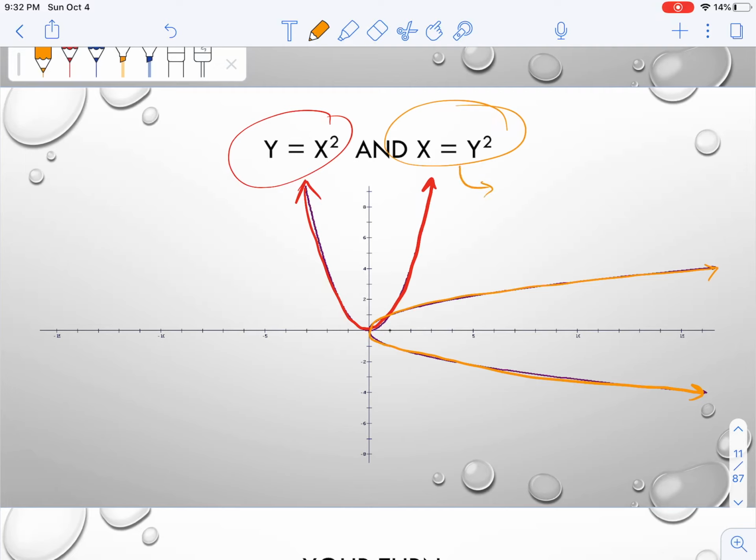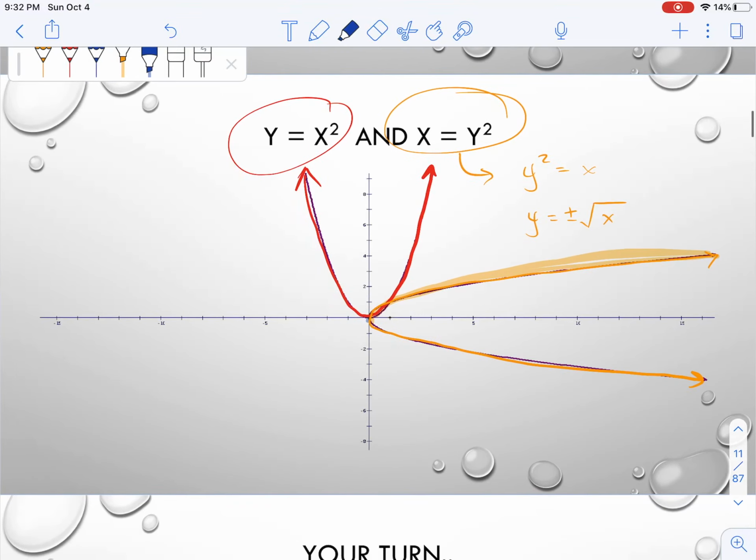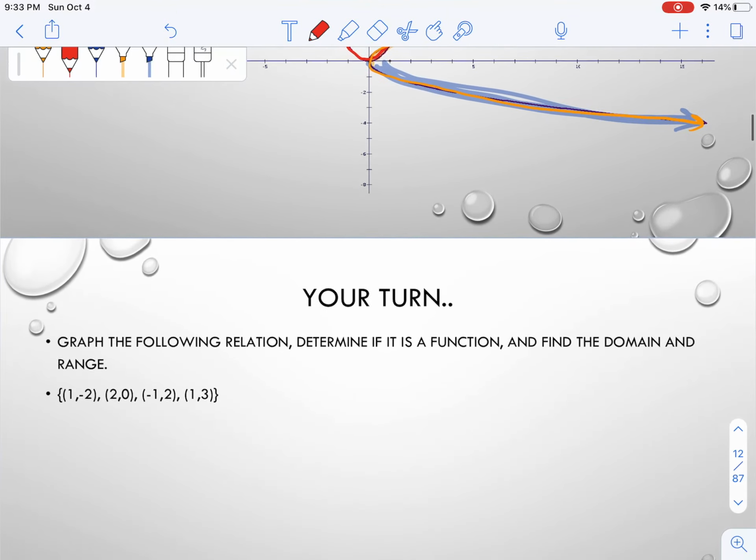Furthermore, if I were to try and solve this for y, I have y squared equals x right now, and if I take the square root on both sides, I would have y equals plus or minus the square root of x. Think about that: this top half is y equals the square root of x, and the bottom half is y equals the opposite of the square root of x. Thus, I have my plus or minus, and it gives me 2 different outputs to my graph or equation. Thus, I'm no longer a function.